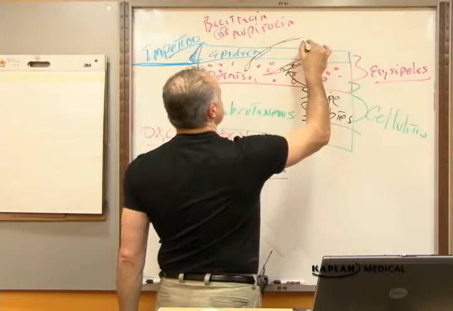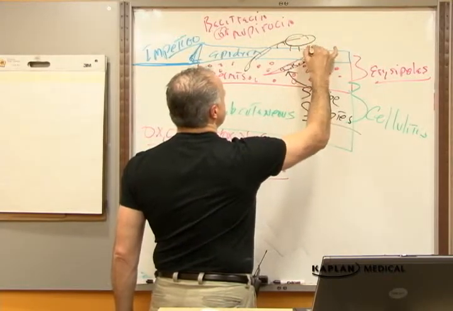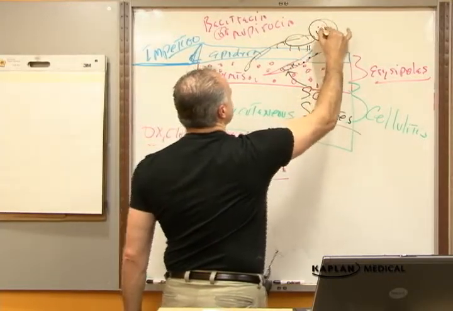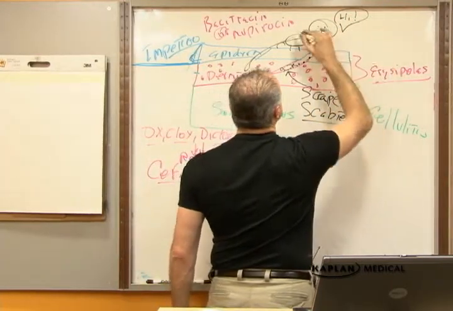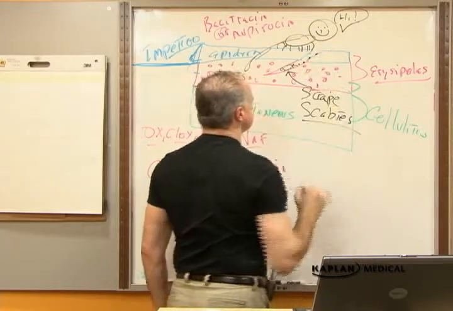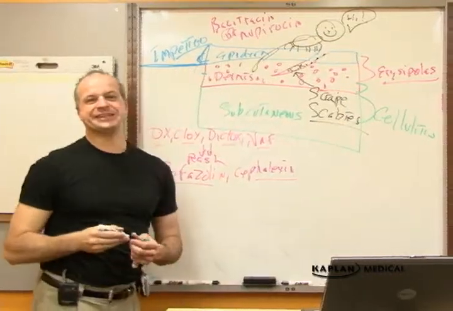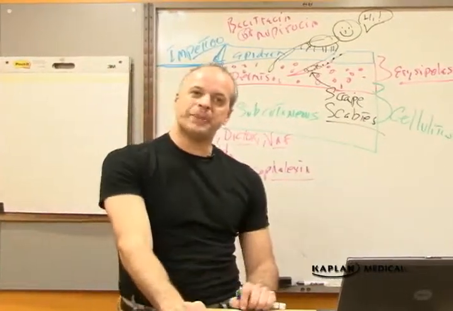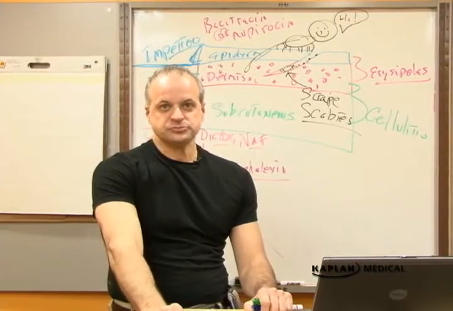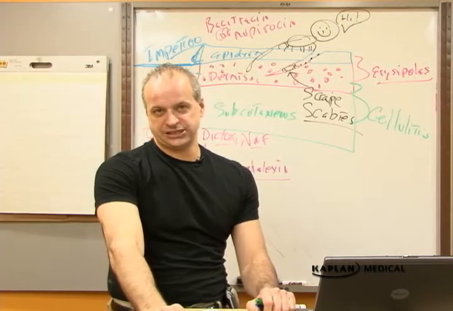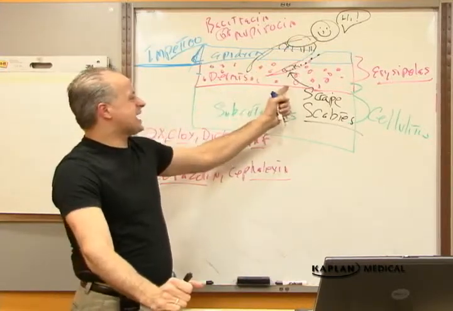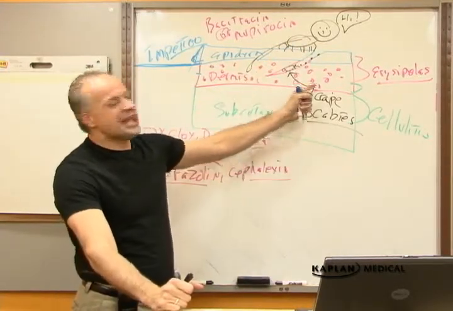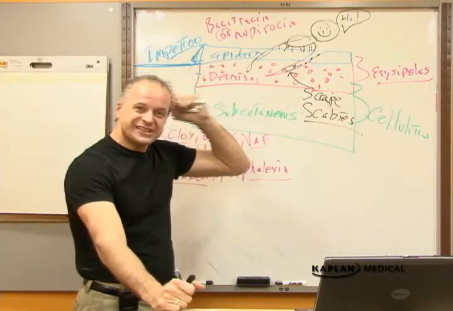Okay? And the big guy near the hair, waving, is crabs or pediculosis. Now, crabs or pediculosis are on the surface. Scabies has to be scraped out. Which one of these itches?